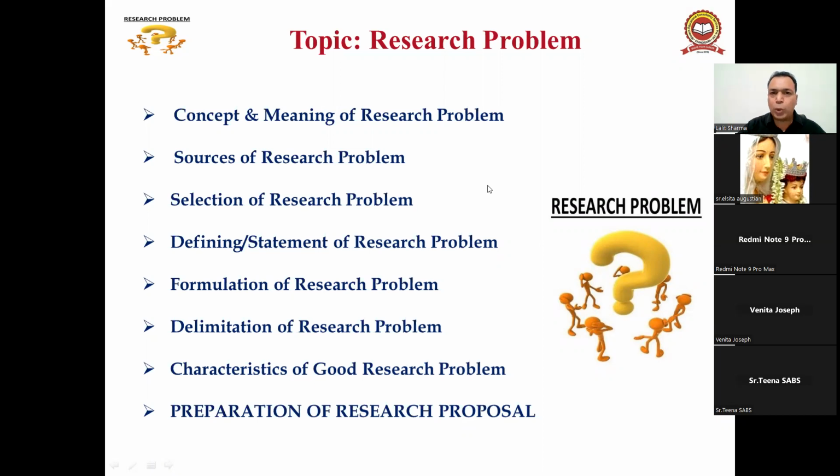Last time we finished two topics. One is educational research, meaning, importance and scope, and types of research. There are three types of research, right? Fundamental research, action research and applied research. Okay. So first we understand what is the meaning of a research problem.